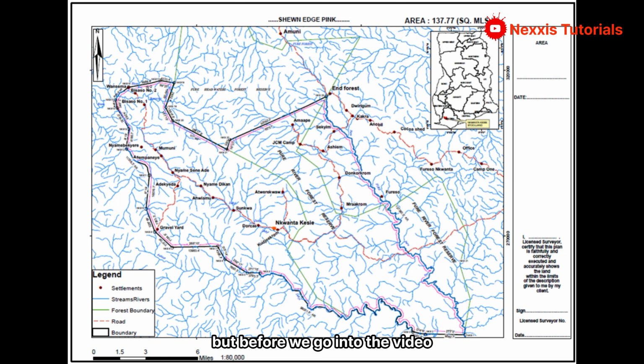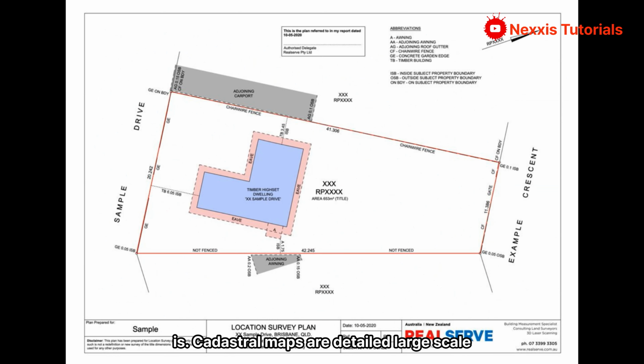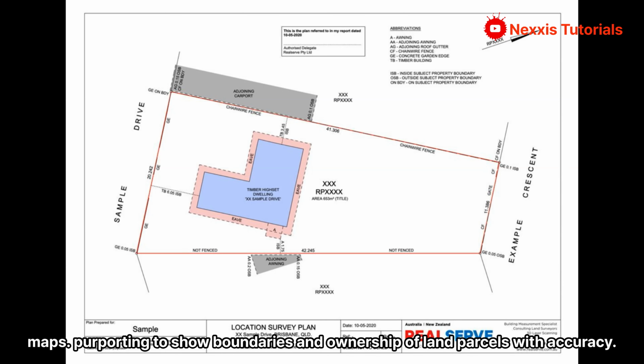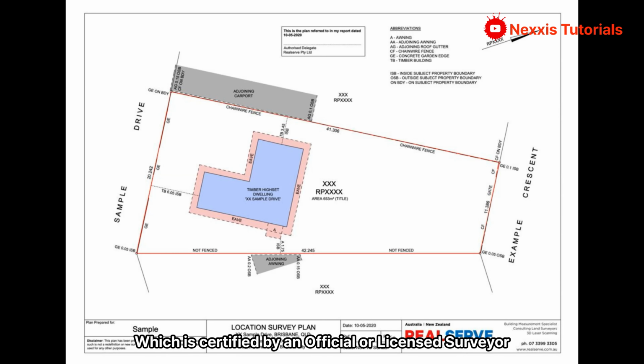But before going to the video, I want to give a brief definition of what a cadastral map is. Cadastral maps are detailed, large-scale maps purporting to show boundaries and ownership of land parcels with accuracy, which is certified by an official or licensed surveyor to be approved by the Director of Surveys. This includes information about the property lines, dimensions, and ownership details.